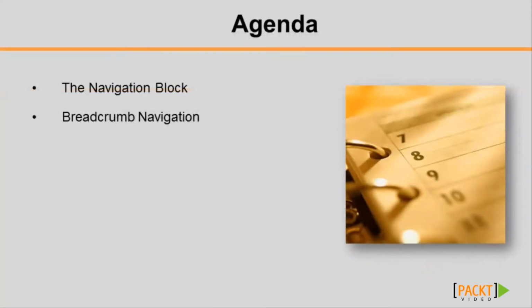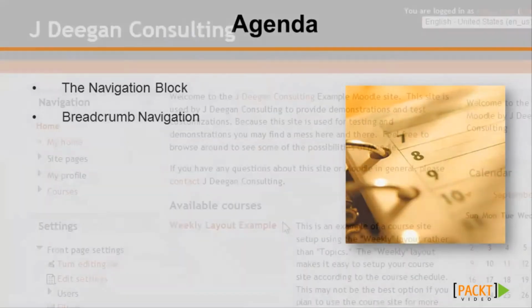When it comes to finding your way around Moodle, you have two main options, the navigation block and breadcrumb navigation. In this video we'll talk about how to use these options so you're able to find the areas and settings that we'll be covering in later sections of this course. Let's start by taking a look at the navigation block.